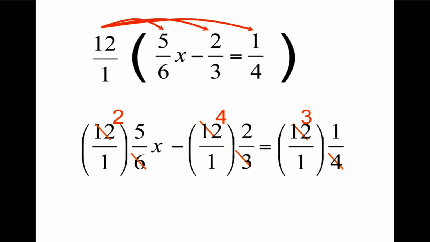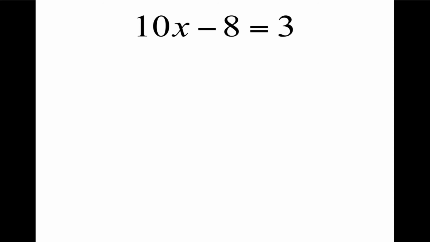So 2 times 5 times x is 10x minus 4 times 2 minus 8 equals 3 times 1, so it equals 3. So now we have a simple two-step equation. 10x minus 8 equals 3. So again, I like to box the term with the variable because we're going to isolate that in the first step. And the first step would be add or subtract to get rid of the 8.